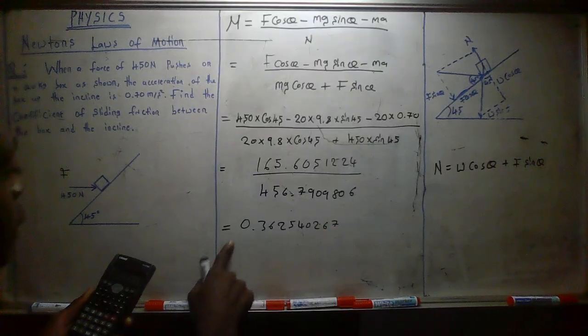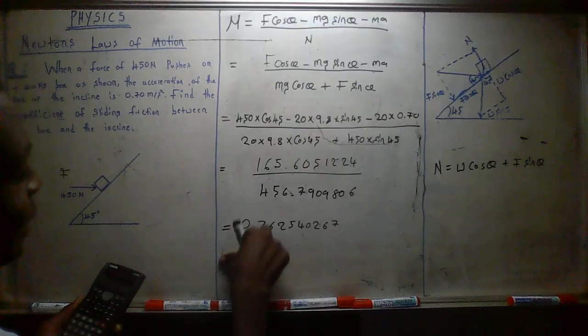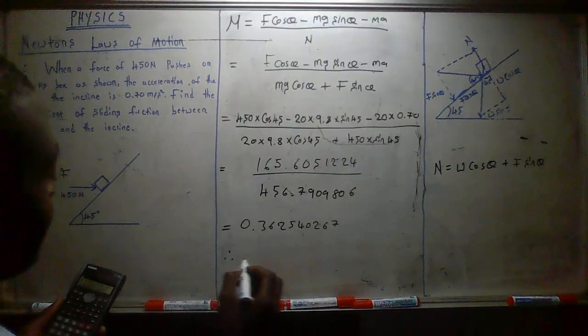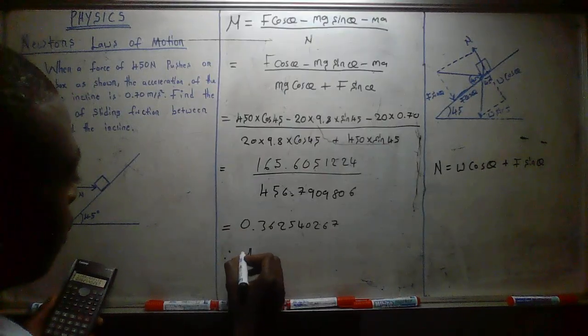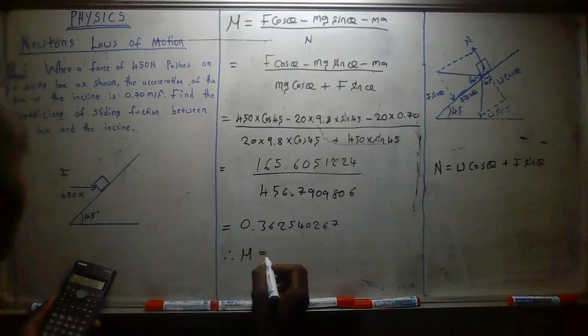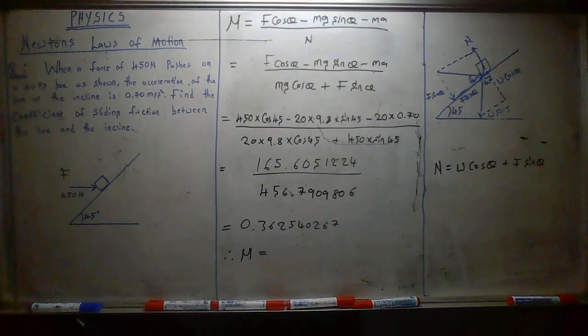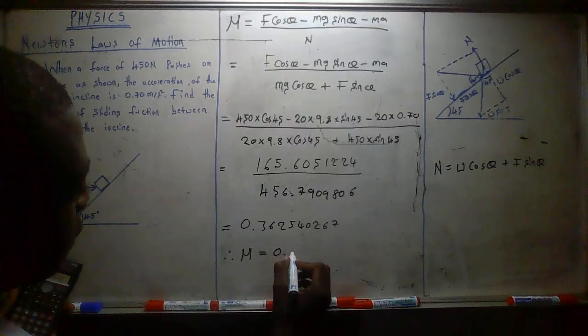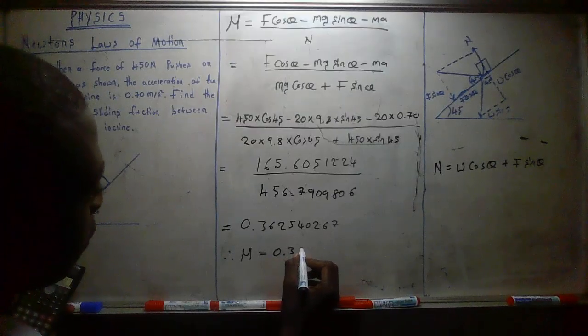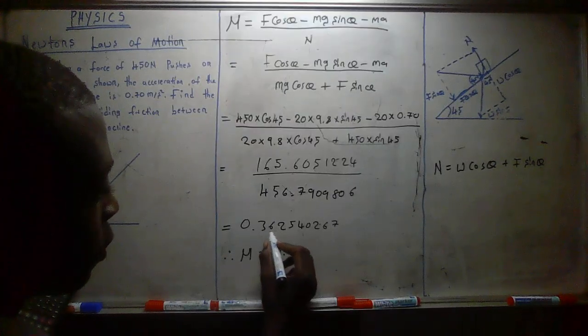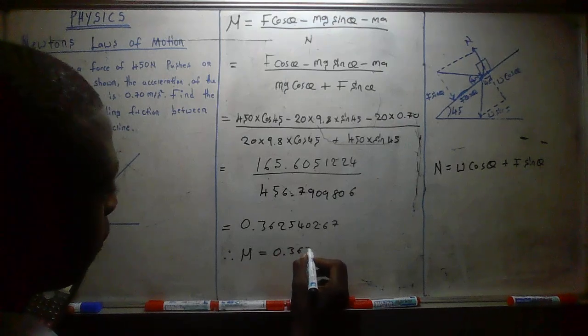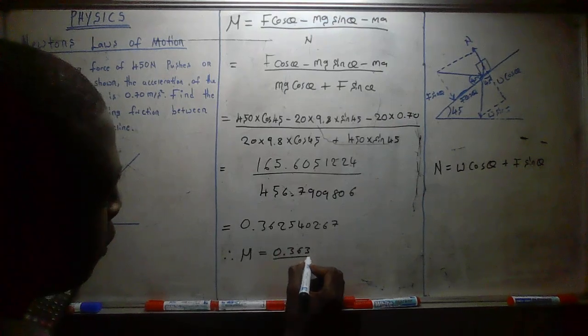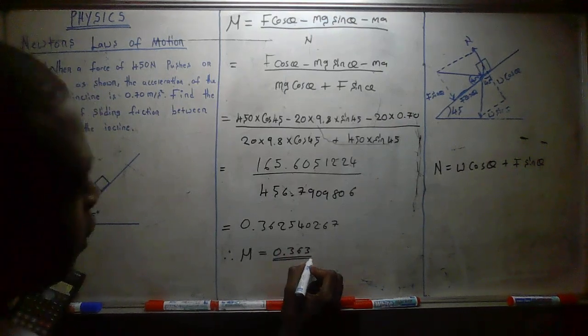Yeah. So you can just say therefore. Yeah, that is if you want. Therefore, the coefficient of sliding friction is equal to 0.36363. Doesn't have units because it's the coefficient.